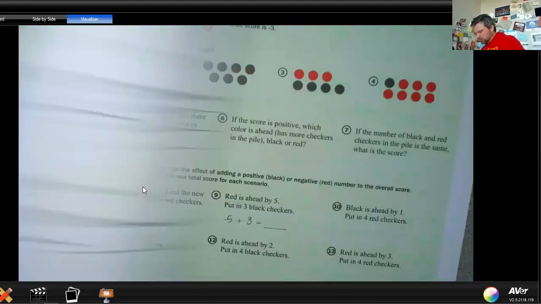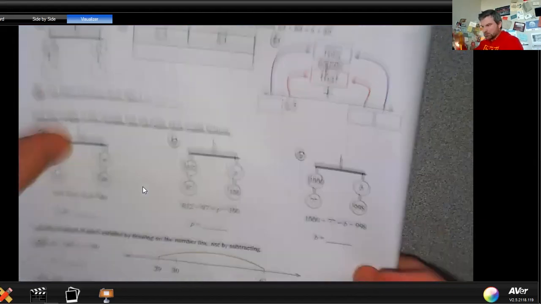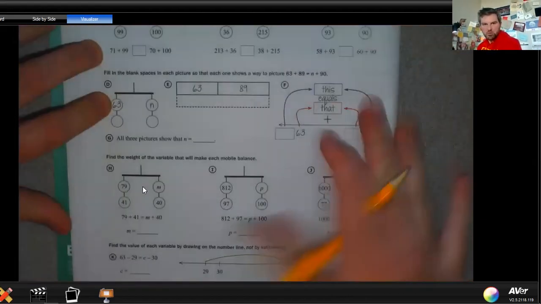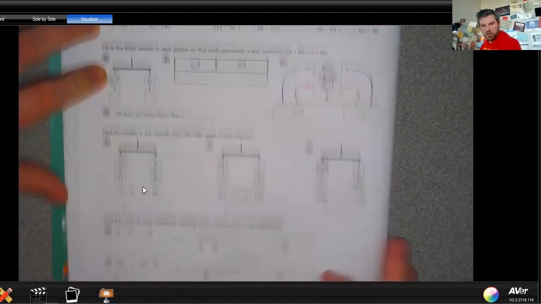Now, for your quiz, you're going to need to finish up the additional practice here. The additional practice starts on page 12, and you can work through all these and grab your numbers in the different spots that you have.